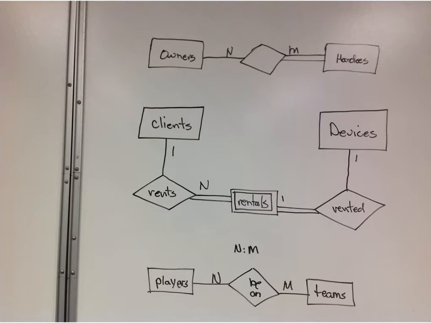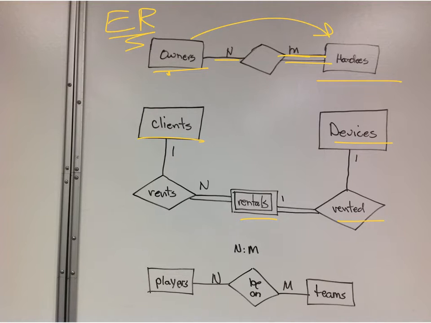Alright, then we did some more examples. Talking about ER diagrams. Many to many. This is mandatory. And we were talking about owners and Hardys. And we don't know for sure. And then we did another one where we have clients, we have rentals, we have devices rented. This was the example we did at the end of one of the exams. And we talked about it in class.